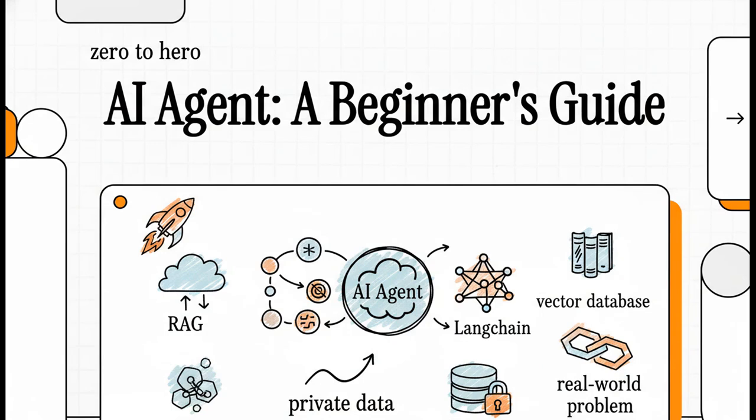All right, today we're going to build a modern AI agent right from the ground up. We're going to cut through all the jargon, RAG, vector databases, LangChain, and actually see how all these pieces click together to solve a real practical problem. So let's just dive right in with the biggest question of all.